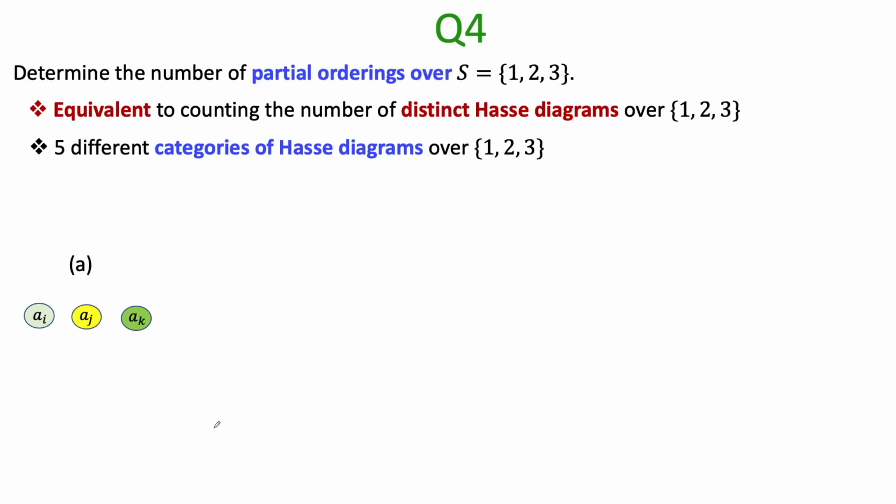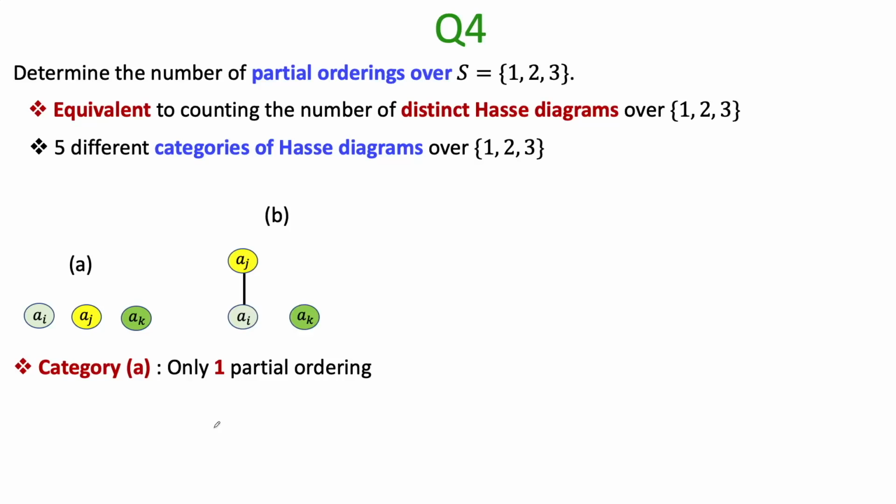Now the question is, how many types of Hasse diagrams of this category can I draw? I can draw only one. I can draw only one Hasse diagram like this, because it doesn't matter whether AI is 1 or 2 or 3, right? The resultant partial ordering will be the same. So I can have only one partial ordering whose Hasse diagram will be of category A.